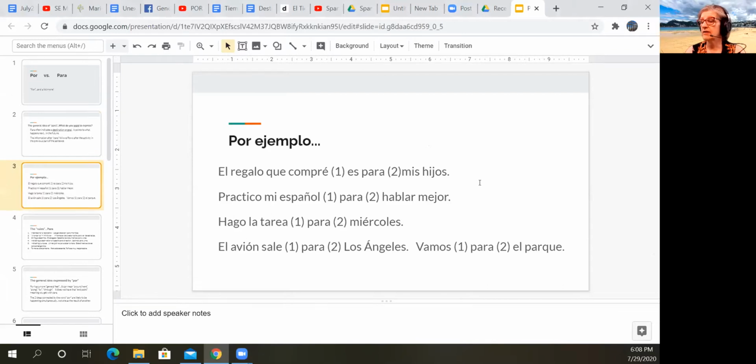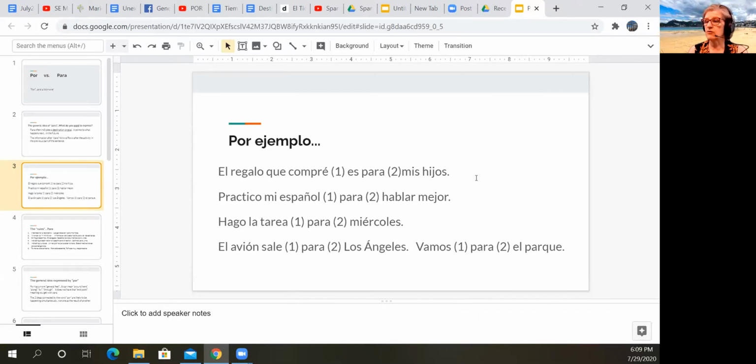Okay, and our examples, I've got a 1 and a 2, because the 1 is going to indicate something that happens first, and whatever comes afterwards is a follow-up or a going into the future connected to that first idea. El regalo que compré, the gift that I bought, el regalo que compré es para mis hijos. Para mis hijos, for my kids, they're getting the gift, so I have to buy it first for the kids to get it in the future, right? It's an easy way to say, well, this is obviously para and not por, because the kids are the follow-up, they get the gift after I do the buying.